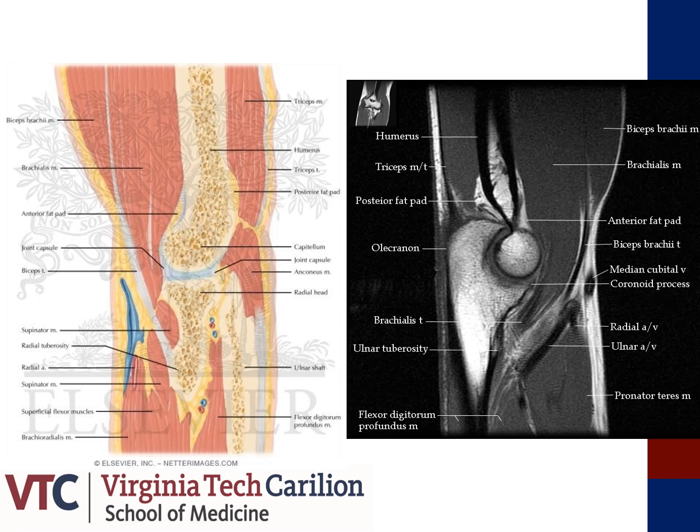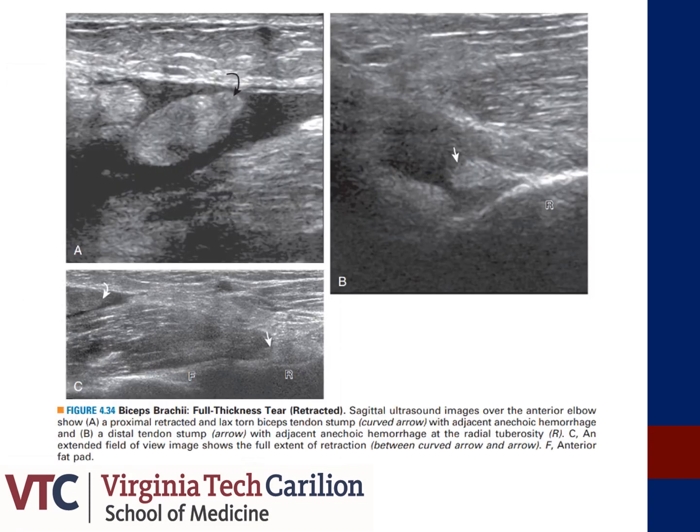Here are just some anatomy pictures to once again remind ourselves of what we are anticipating to see within this region with the ultrasound. These images demonstrate a full thickness tear of the biceps. You can see in figure A the torn stump of the biceps tendon. Figure B demonstrates the full thickness tear where the arrow is located, where there should be a consistent attachment of the biceps tendon. And figure C allows us to assess for the retraction of the tendon stump.